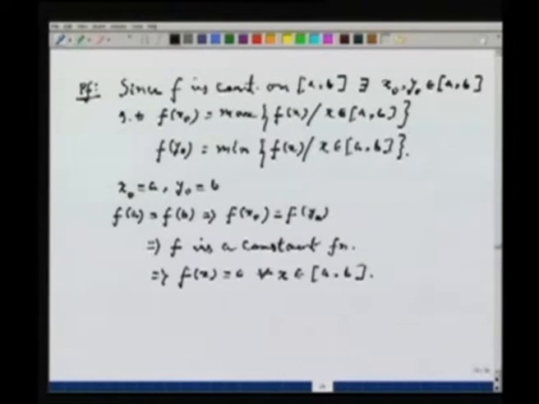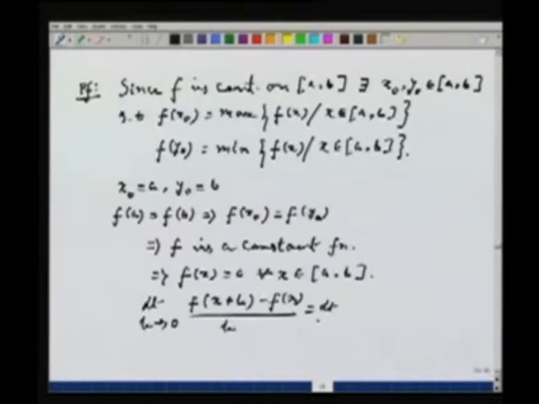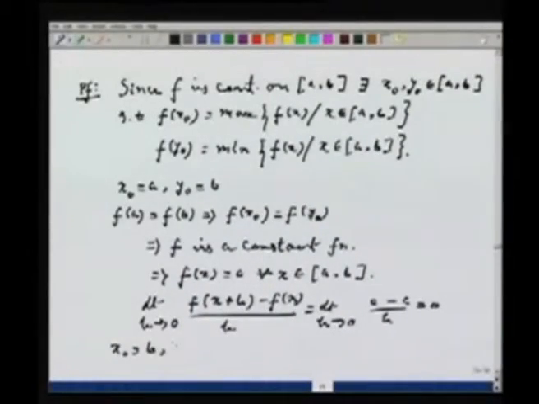And then it is very easy to check what is the derivative of this function. Well, we just write down the definition, limit h going to 0, f of x plus h minus f of x divided by h, that is limit h going to 0, c minus c by h, which is 0. So Rolle's theorem is proved in this case. Now another case is x naught equals b and y naught equals a. But then this is the same again. Maximum is the same as minimum, which implies the function is constant.